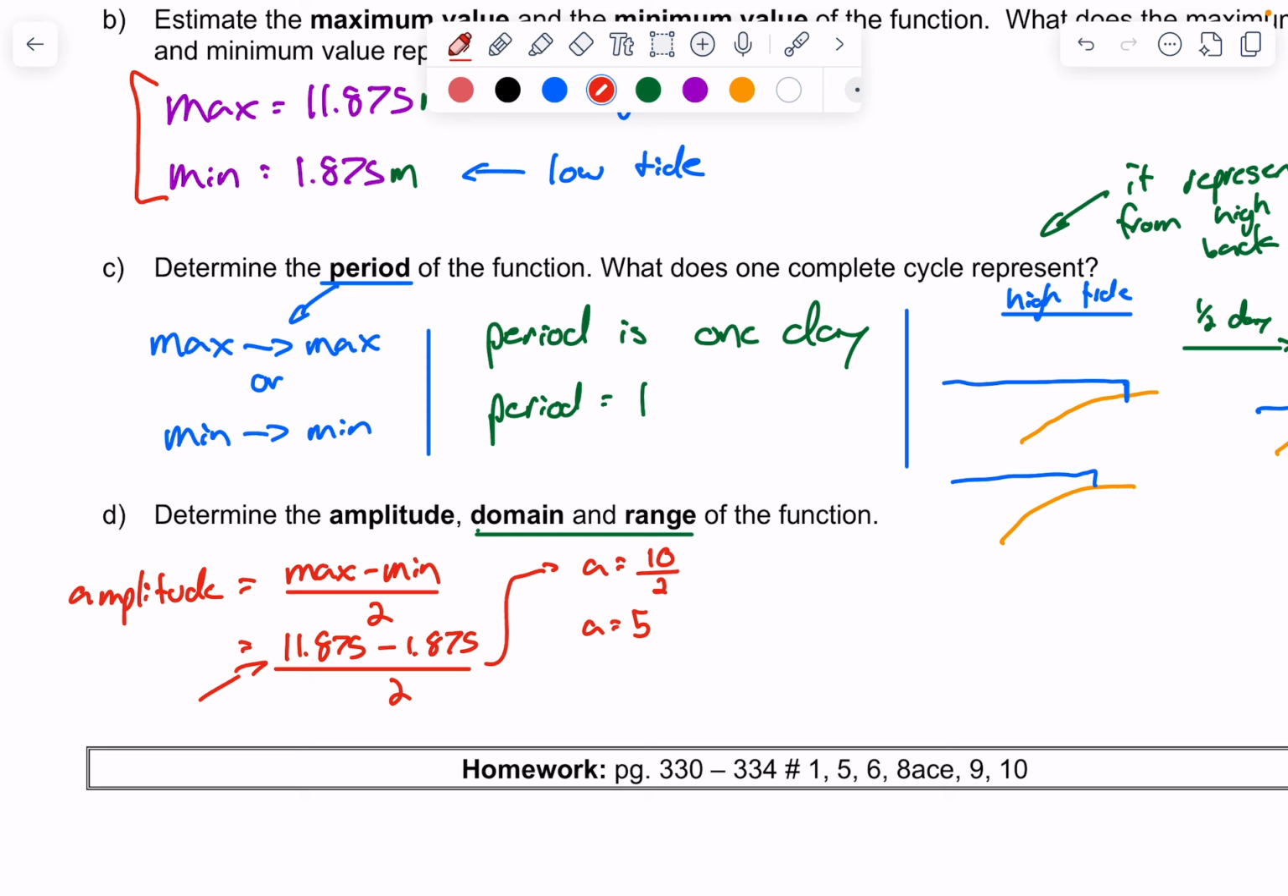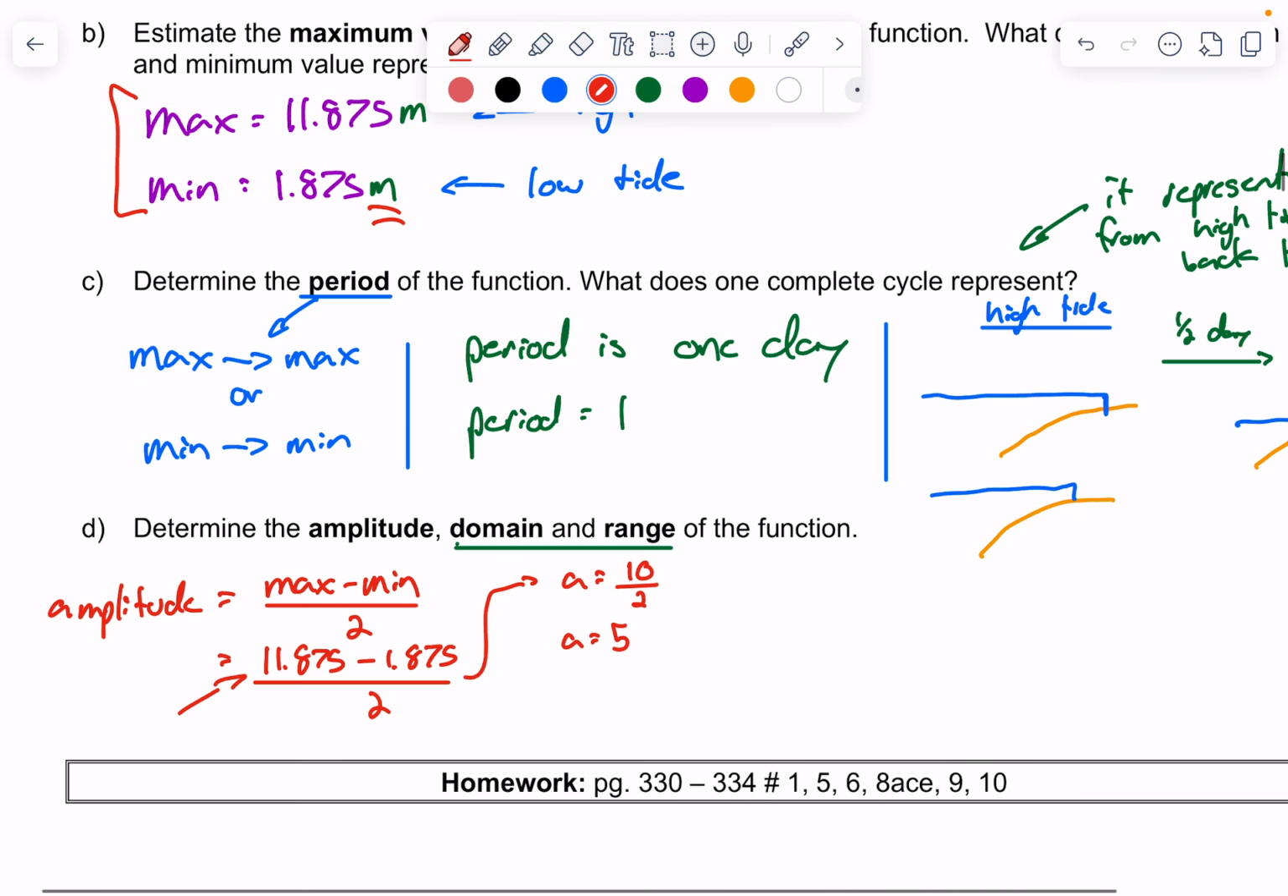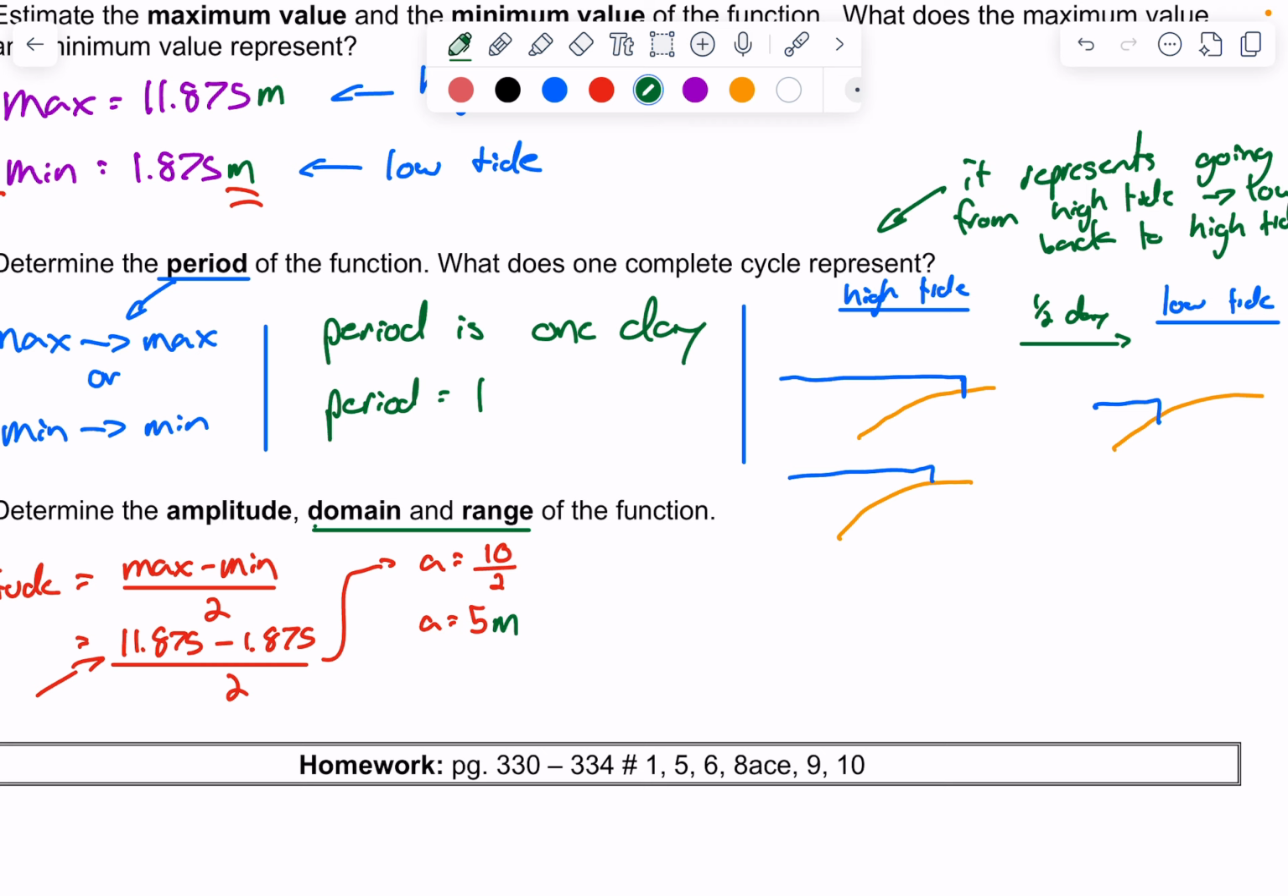And again, what are you putting in here? Remember, these max and mins have units of meters, so you're going to have units of meters. There's a 5-meter difference from your axis of symmetry to your max, and a 5-meter difference from that axis to the bottom. Halfway distance is 5 meters.